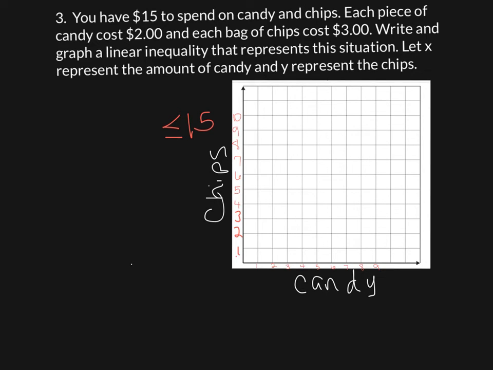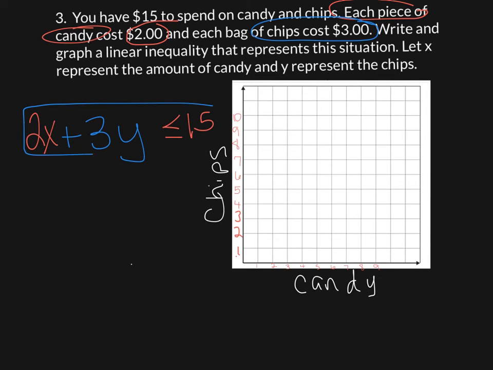Okay, so we know here that $2 for candy, for each piece of candy, so that would be a 2x. Okay, and then we have $3 for chips, so that'd be plus 3y. Okay, so there's my inequality. And now I want to graph it. Okay, now if you notice I only have quadrant 1 because we can't have a negative bag of chips or a negative candy.